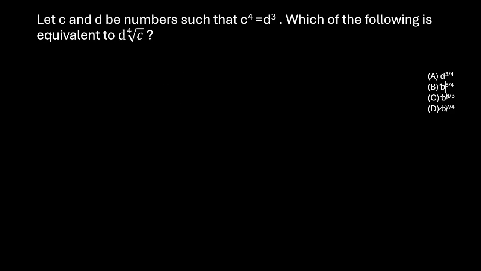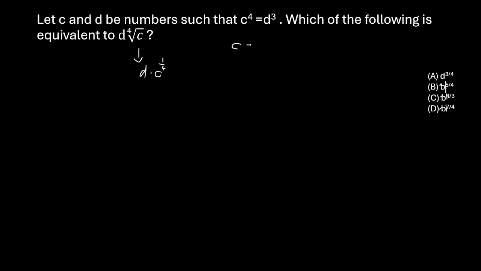Okay, let C and D be numbers such that C to the 4th power equals D cubed. Which of the following is equivalent to D times the 4th root of C? We use the same thing. Answers are given as powers of D. So this is equal to D times C to the 1/4 power.